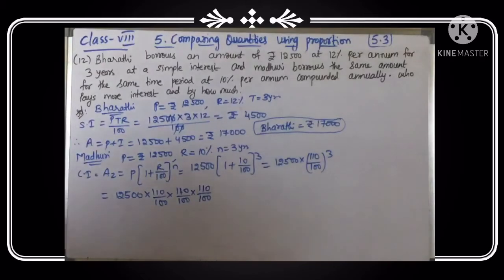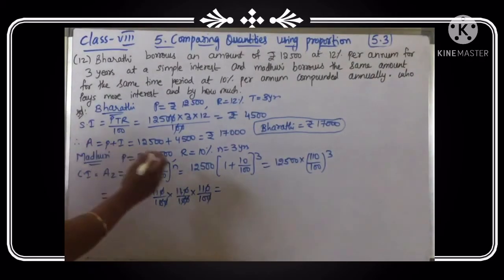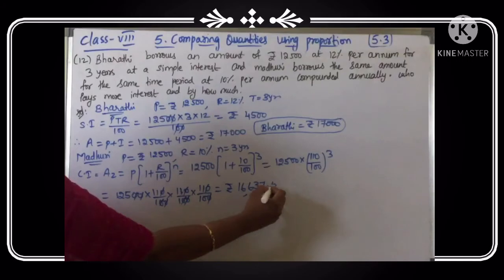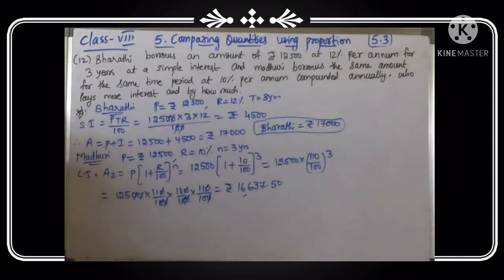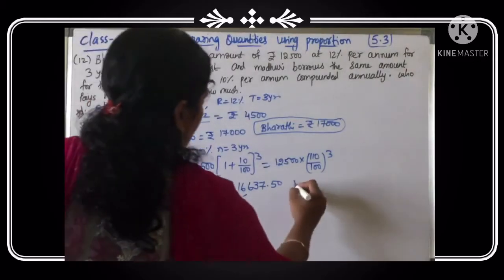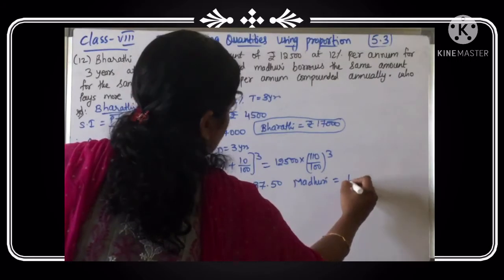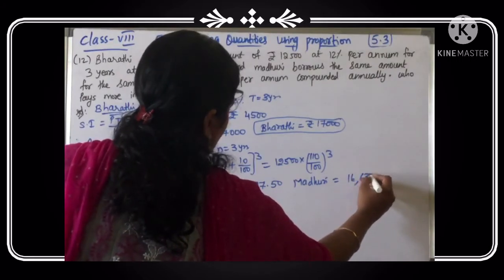So you can cancel here the zeros. When you multiply and divide, you will get 16,637 rupees 50 paise. So this is Madhuri's amount. So Madhuri's amount you got is 16,637.5.